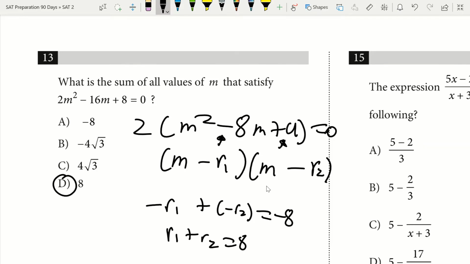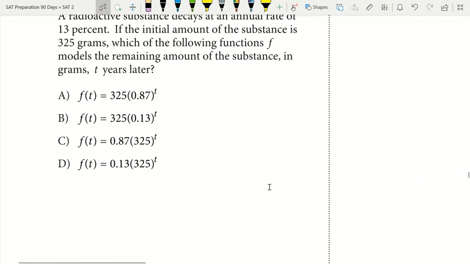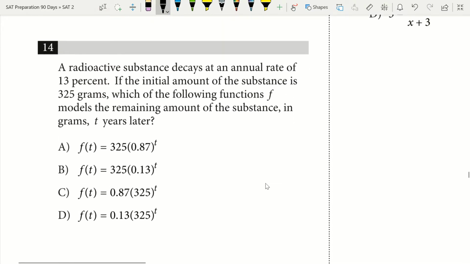Okay, what one are we on at this point? 14. We've got 14 down here. A radioactive substance decays at an annual rate of 13%.